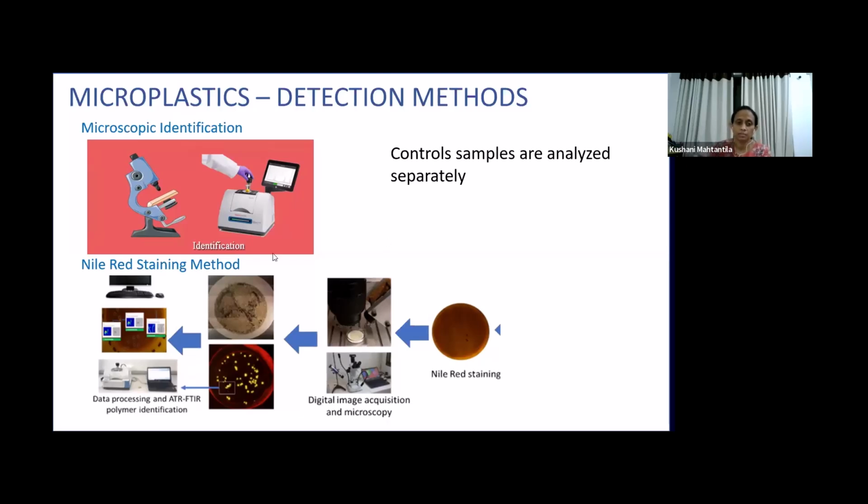So this is how the filter paper looks in white light, and this is under blue light. These fluorescent particles are counted manually or by automated, computer-aided software. And visually or under the microscope, we can see the shapes and colors of the particles.